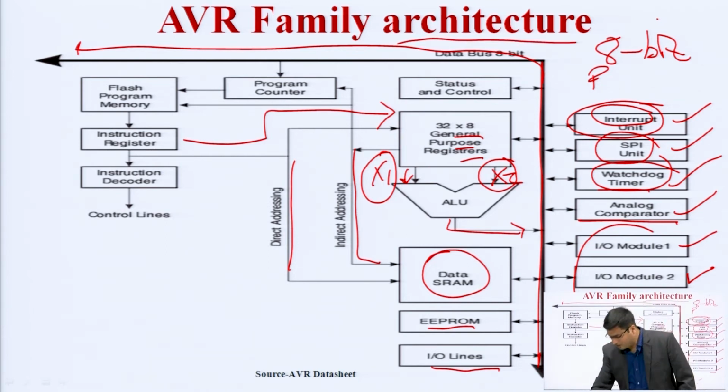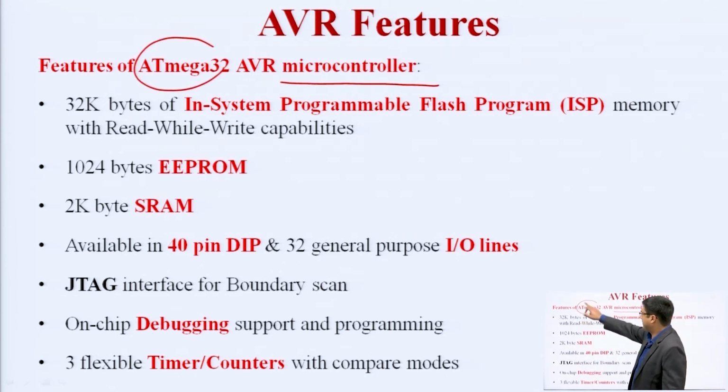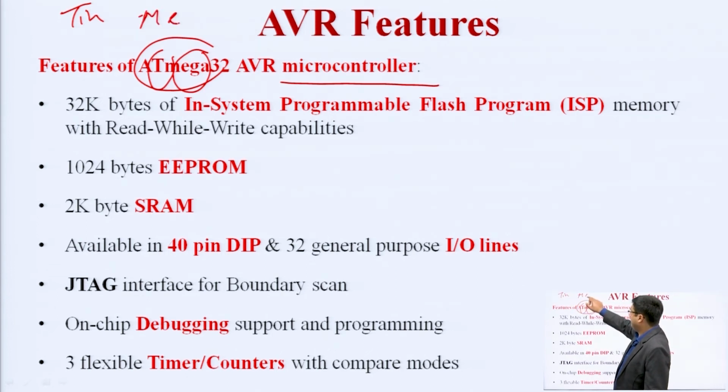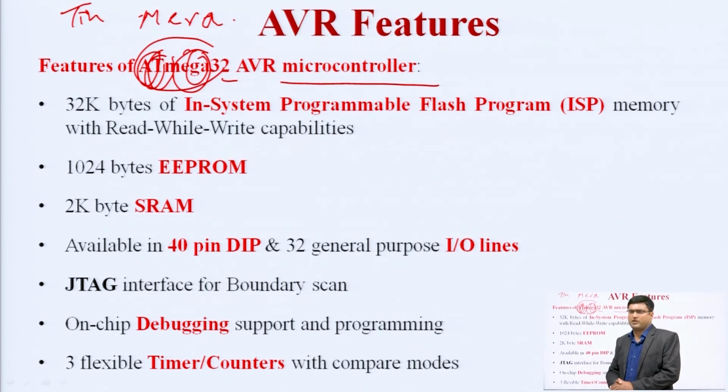After that, we will see the features of the ATmega AVR microcontroller. What is ATmega? AT means Atmel, Mega means its series. We have seen in our previous slide that there are 3 categories of AVR microcontroller: Tiny, Mega, and after that XMega, etc. So it is one of the families. AT means Atmel, Mega means its series, and 32 means basically 32 input output pins are available. Okay, 32 registers are available.